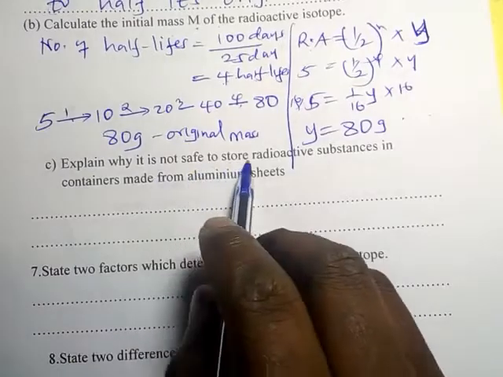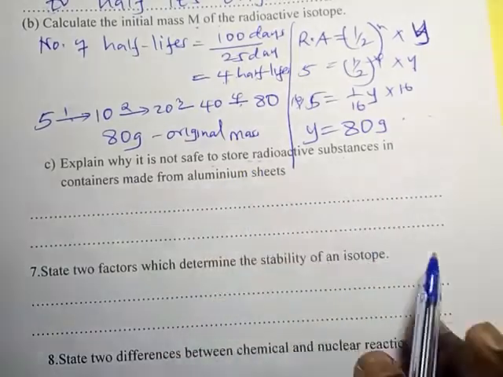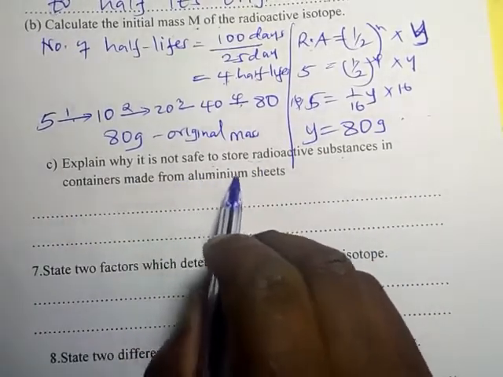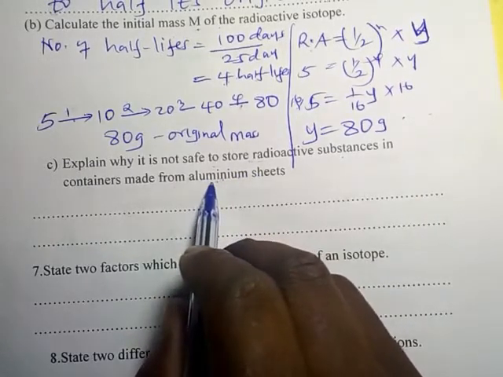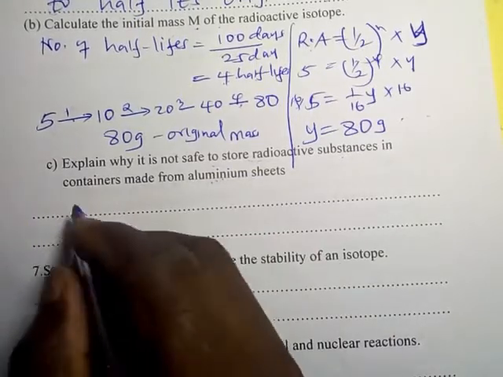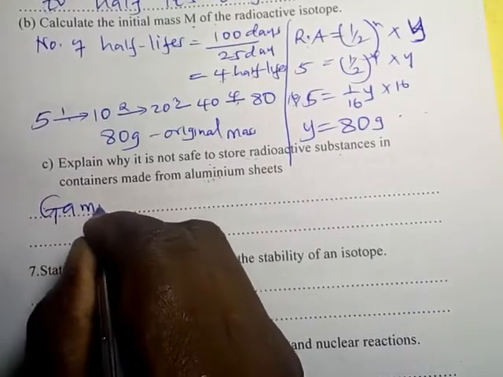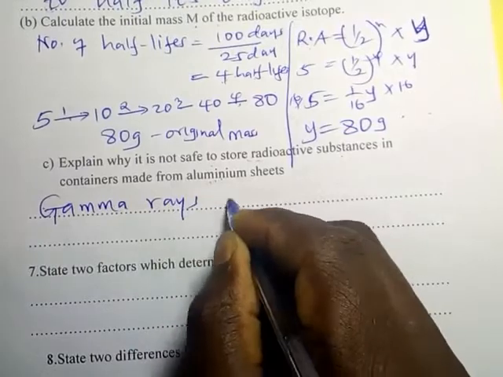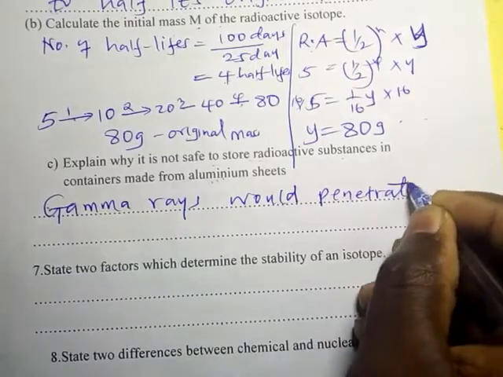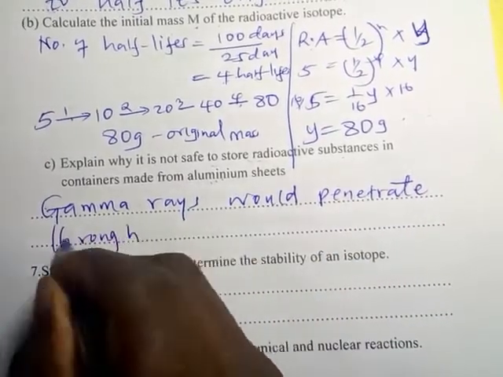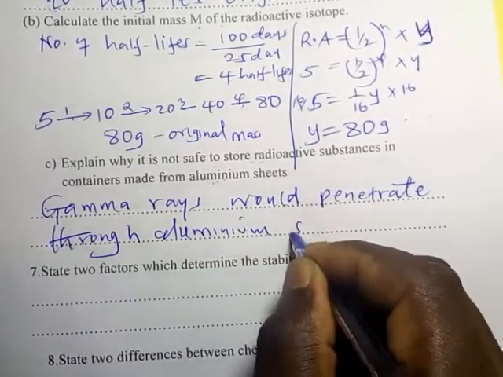Explain why it is not safe to store radioactive substances in containers made from aluminium. Remember, containers made of aluminium will stop only beta, but will not stop gamma radiation. Therefore, gamma rays would penetrate through aluminium sheets.